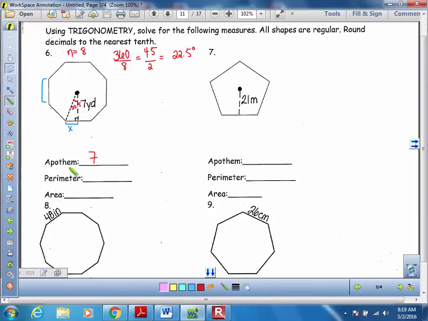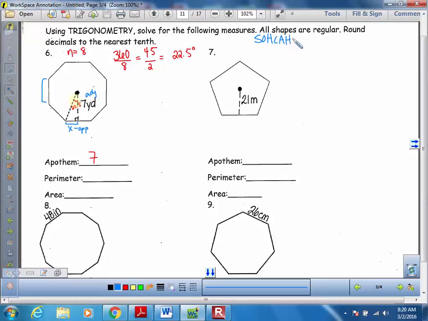So looking from 22.5 degrees, I know that x is my opposite and 7 is my adjacent. So thinking back to SOHCAHTOA, the only one that uses opposite and adjacent is tangent. So we're going to do tan of 22.5 equals opposite, which is x, over adjacent, which is 7. Remember, in order to solve these, we want to make both sides a fraction, so I put this over 1, and then we cross multiply.